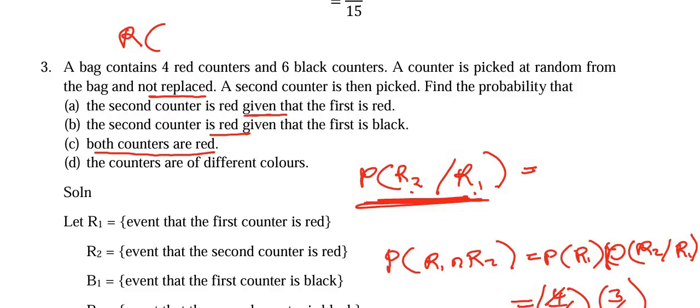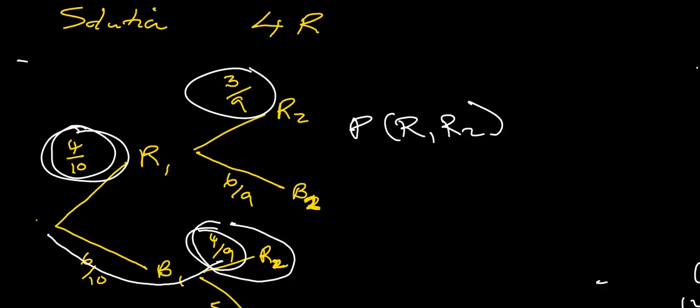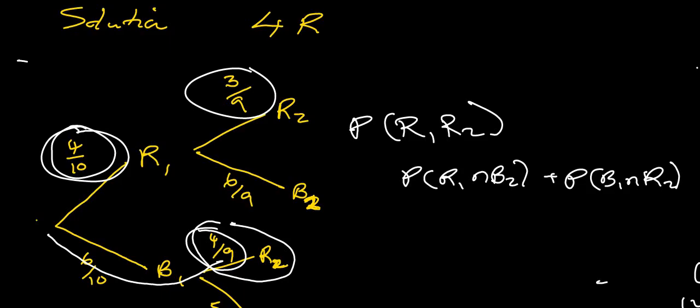So even the next one, look at the next one. They're saying the counters are of different colors. So meaning we're going to only have the two choices. It's either you have red, black, probability of having red, black, or the probability of having B1 and R2. These are the only conditions that you have. Yeah, so we just need to get this.